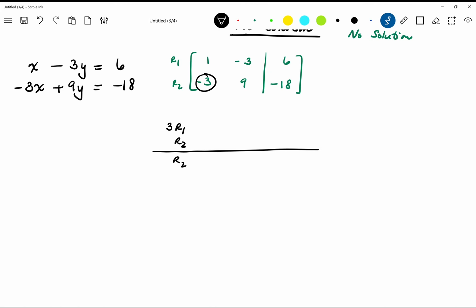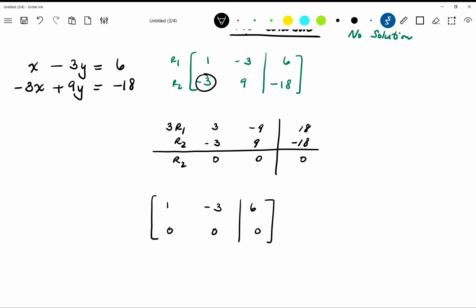So 3 times the first row is 3, negative 9, 18, right? And the second row is going to give me negative 3, 9, negative 18, and wow, a lot of stuff happens here. If we add those together, we get all zeros. So that means my new matrix is 1, negative 3, 6, and 0, 0, 0. So, wow, we have only really one workable equation here.